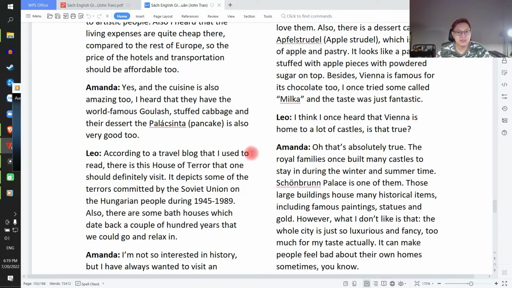According to a travel blog that I used to read, there's this House of Terror that one should definitely visit. It depicts some of the terrors committed by the Soviet Union on the Hungarian people during 1945 to 1989. Also, there are some bath houses which date back a couple of hundred years that we could go and relax in.